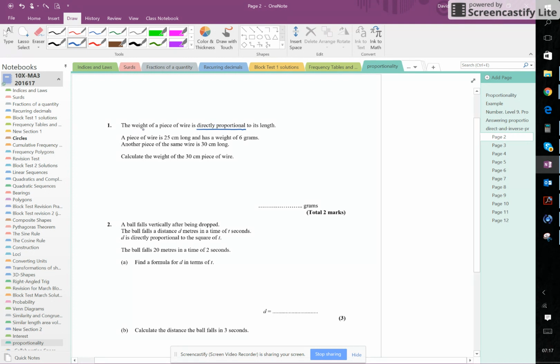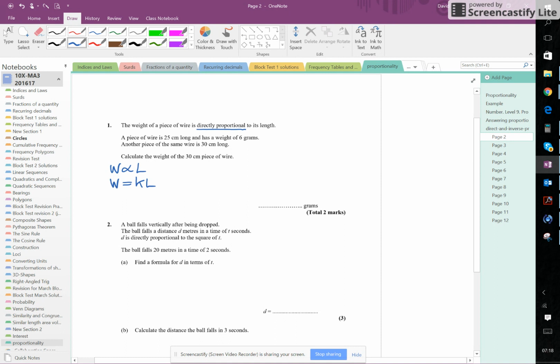So let's say weight is W. So W is directly proportional to its length, L. Let's say the length is L here like this. Once we've done that, we introduce a constant of proportionality, so W equals KL.